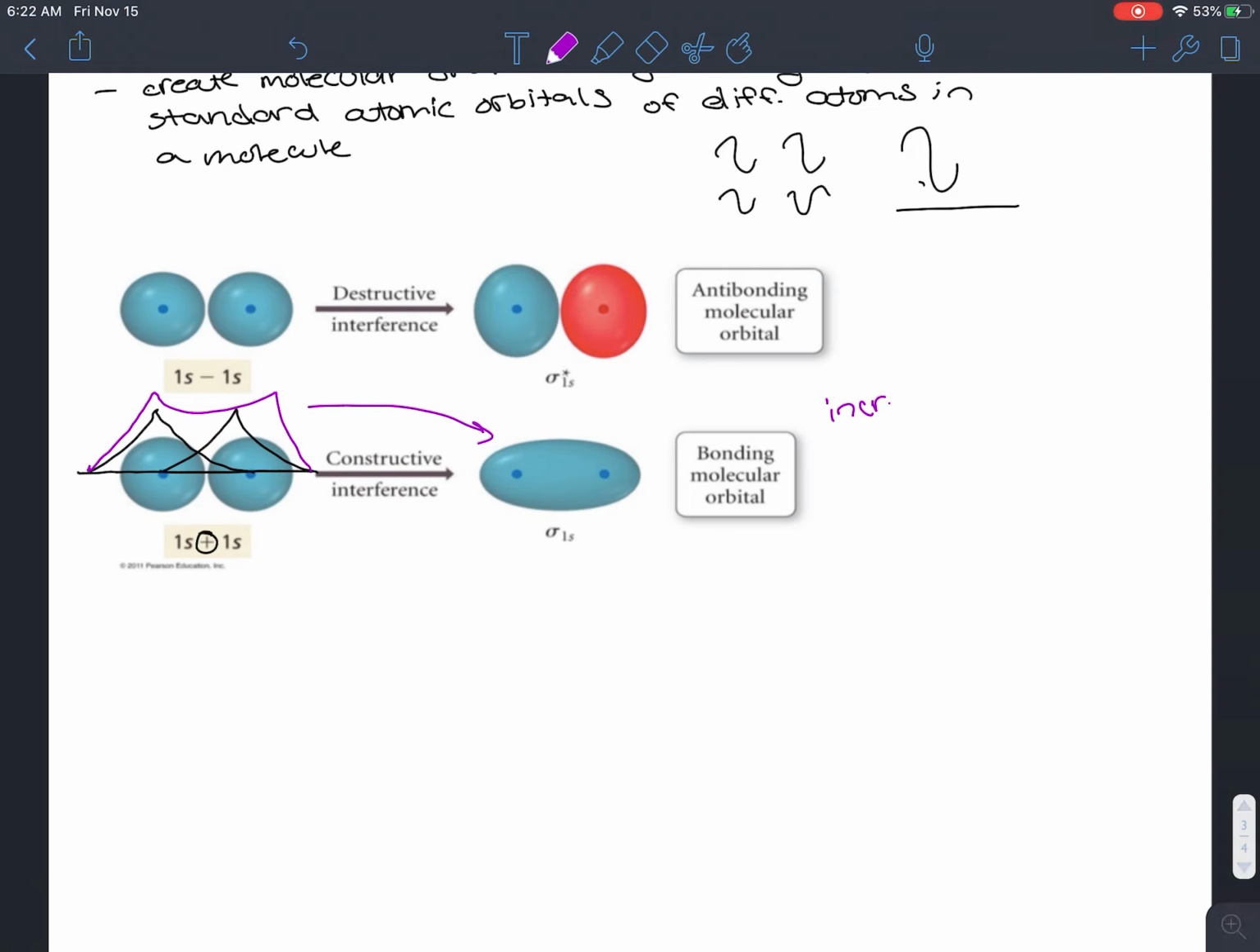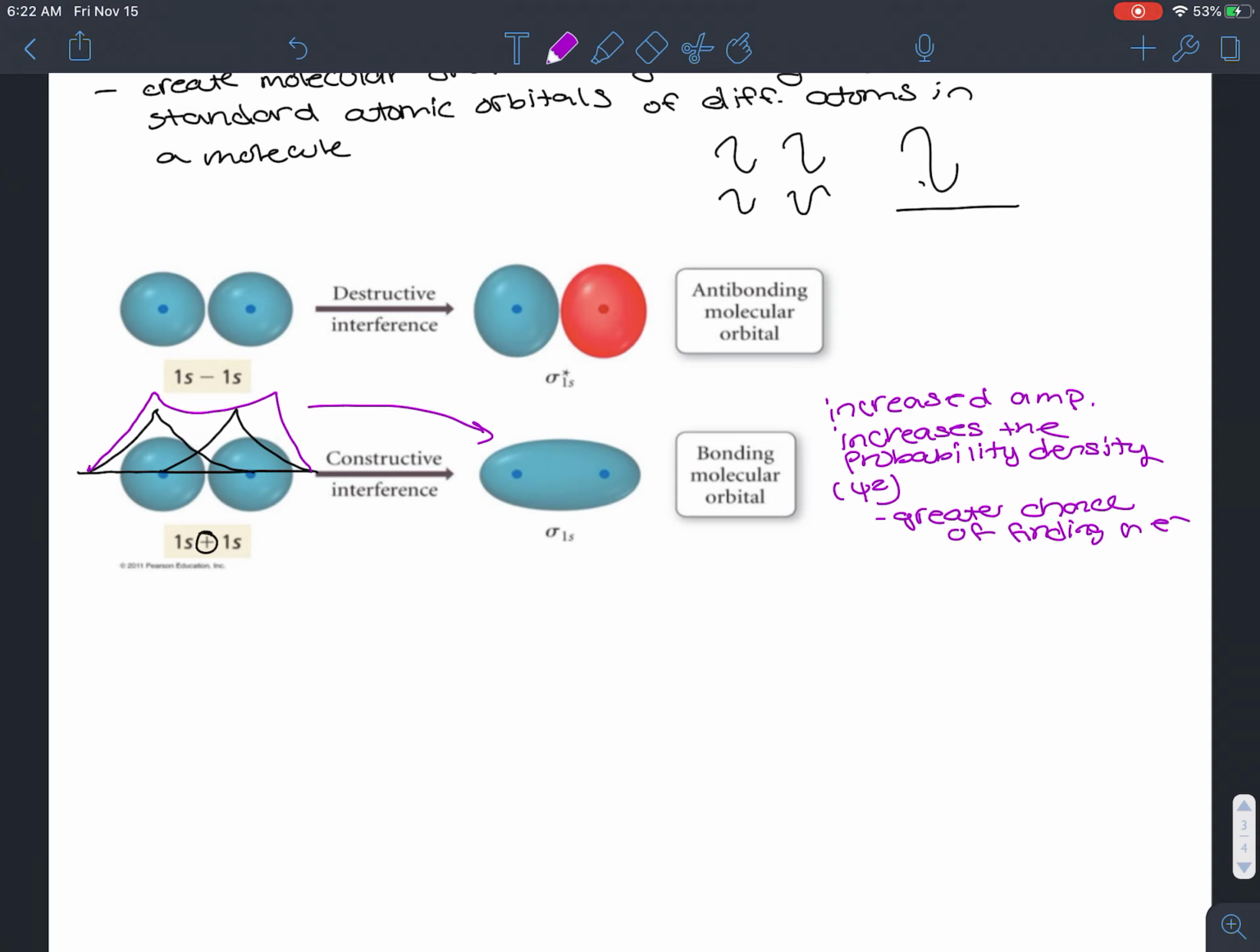Now, remember, the amplitude was the height. That's kind of what this orbital represents right here. So the increased amplitude of the wave increases the probability density. And remember, the probability density is the solution to the Schrödinger equation, psi squared, which gives us a greater chance of actually finding an electron.